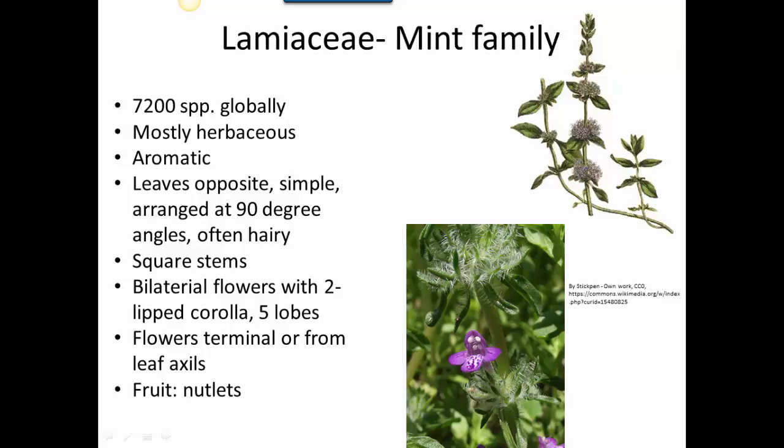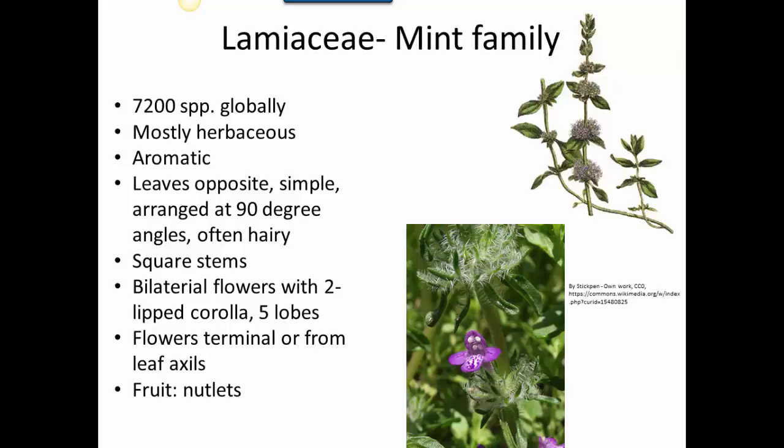One really good field characteristic for identifying a plant within this family is to feel the stem. So they have square stems. So if you take a hold of the stem and try to roll it back and forth between your thumb and your forefinger, you'll notice that it is strongly four-sided. You may have noticed that when you've cut basil, the stem is square in cross section.